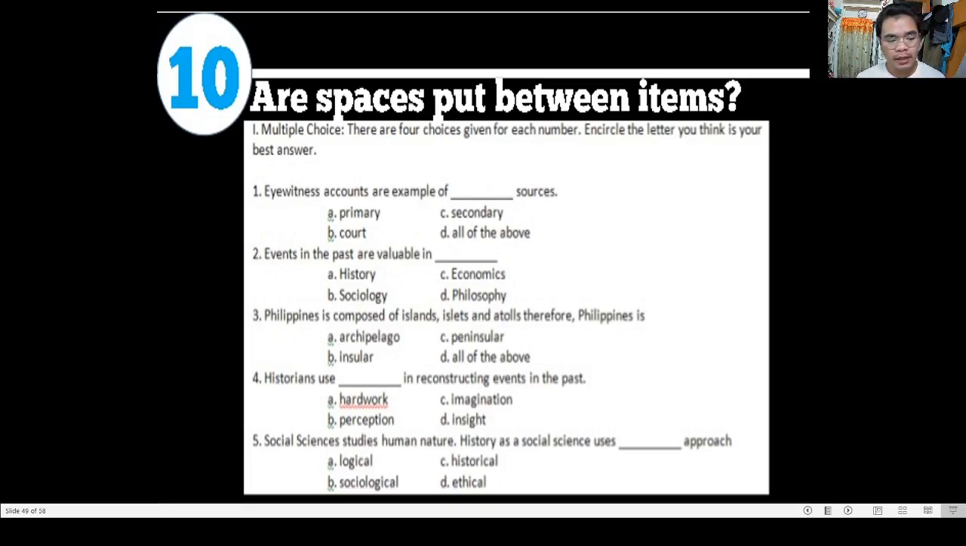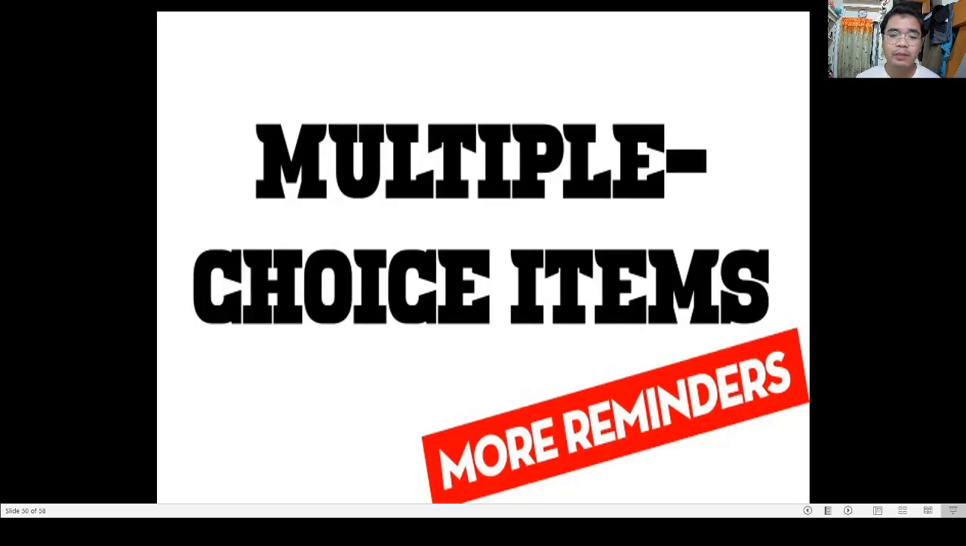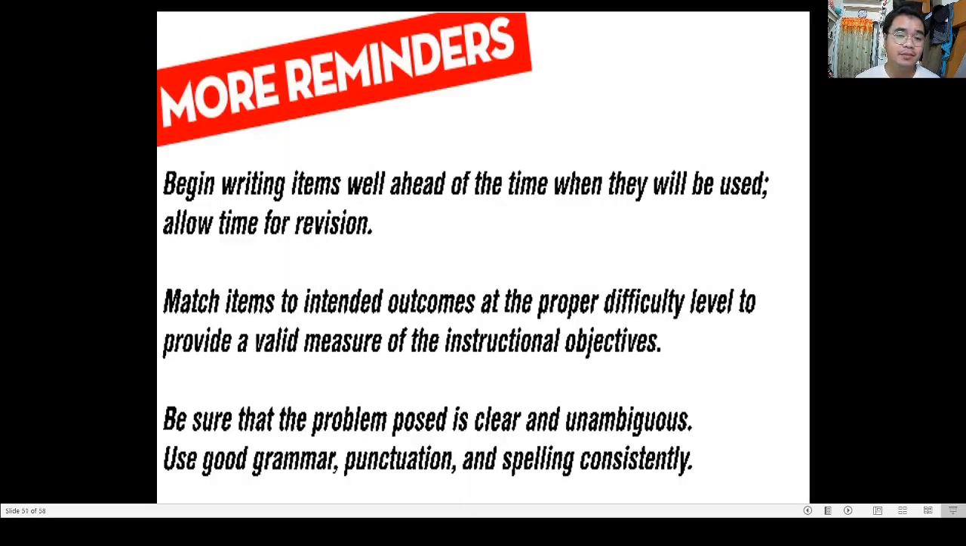The school has funds for that, so don't worry. In some schools they collect money for test items, but nowadays there are duplicating machines in schools and they could actually do that. Some more reminders: begin writing items well ahead of time.